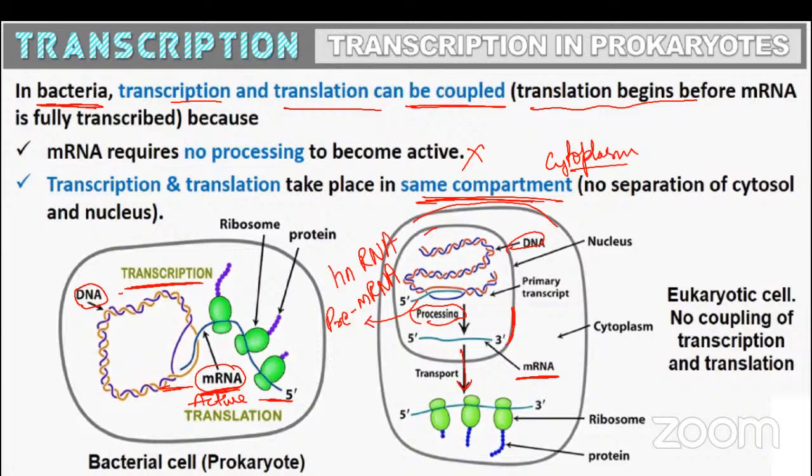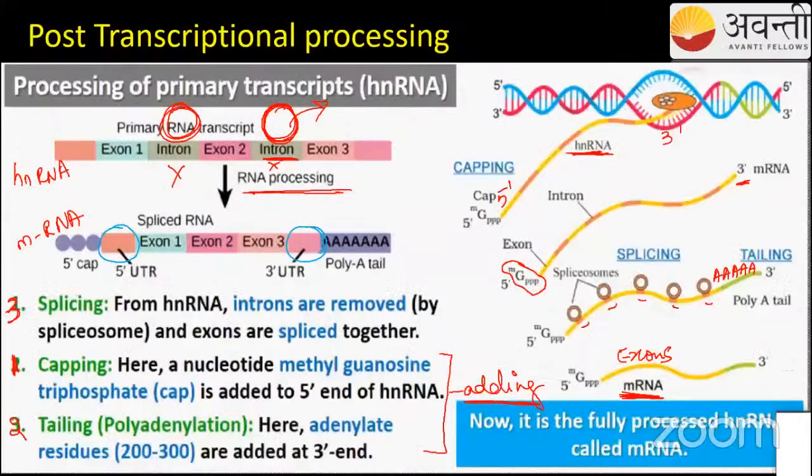Because transcription takes place in the cytosol, only there the ribosome is present. So transcription and translation are coupled in the prokaryote. Okay. Fine. Then coming to the transcription in the eukaryote, it is not coupled. Once the transcription is completed, the processing should happen, guys.